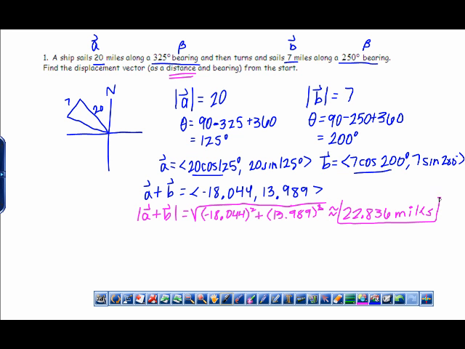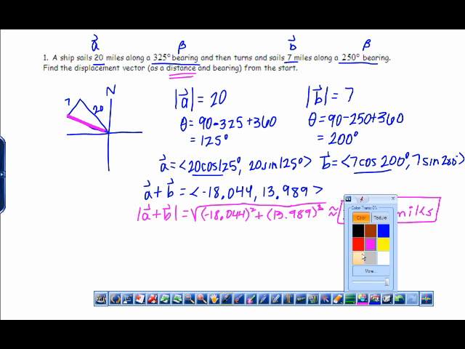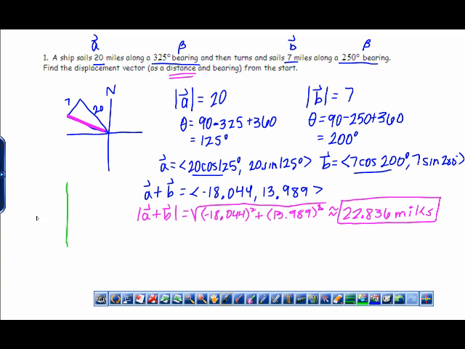Okay, that's the distance. That would be this distance right here. And finding the angle really isn't too bad either. It's going to take just a little bit more work, though. So let me go ahead and show you what we've got here. Now, we know that we were in this quadrant, okay?